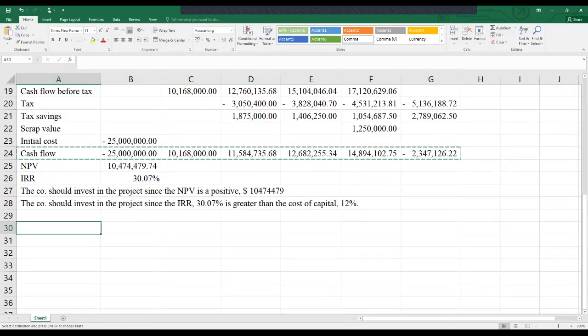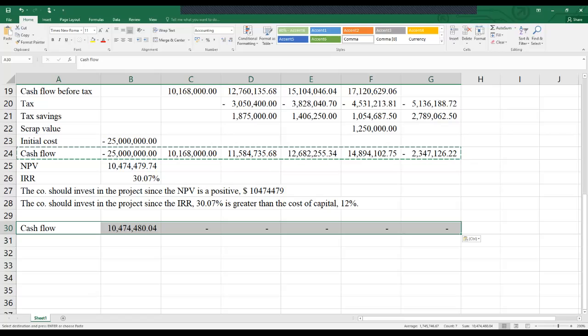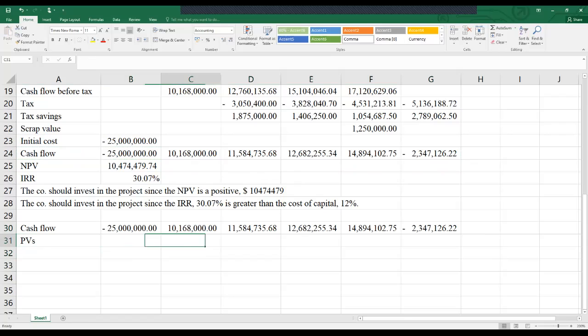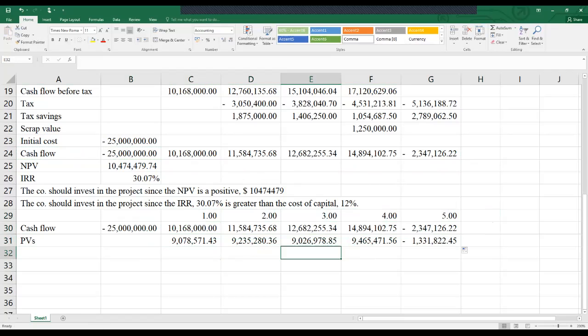So here I have Control V. I paste my cash flows. I want the values only. Then I discount them back to year 0, to get the present values of the cash flows. This is year 0, so I don't need to discount. So I discount year 1 cash flow divided by 1.12 to the power of 1. So let me just define this to be 1, 2, 3, 4, 5. I have the formula here. I drag across for the entire 5 years, and those are the present values.